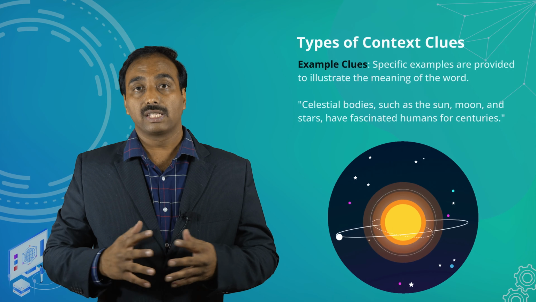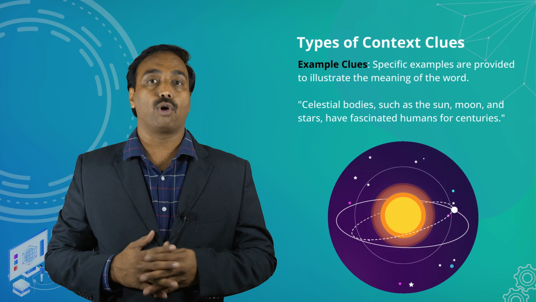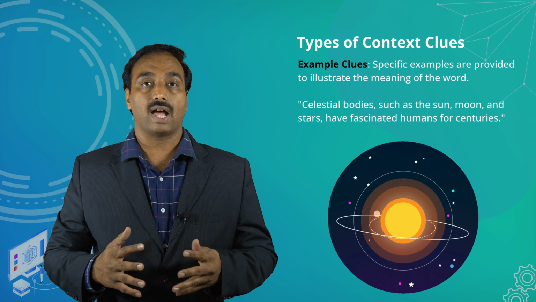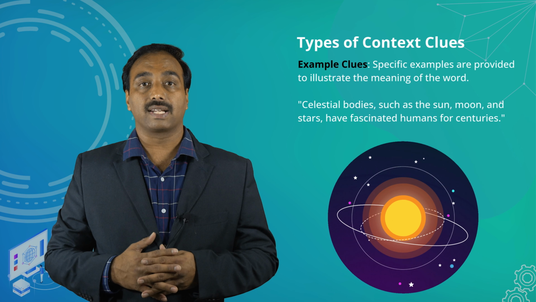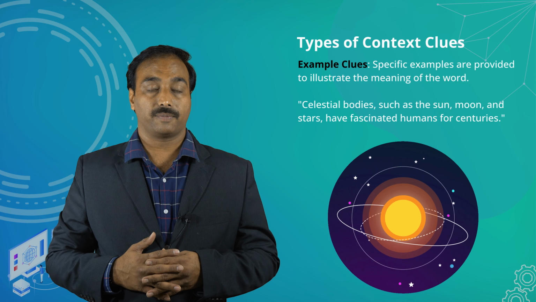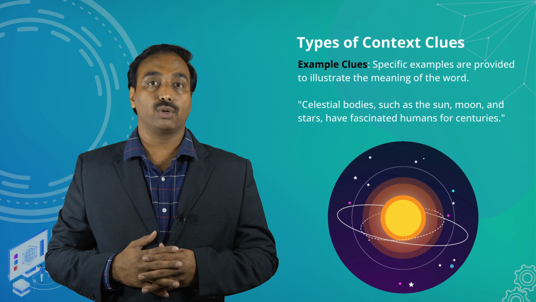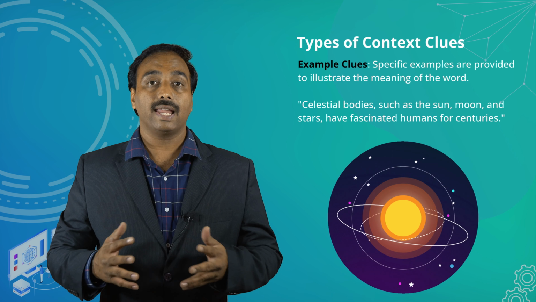Example clues. Specific examples are provided to illustrate the meaning of the word. For example, celestial bodies such as the sun, moon and stars have fascinated humans for centuries. The examples clarify that celestial relates to objects in the sky or space. Another example, some of my favorite cooking ingredients, soya beans, chickpeas and lentils are legumes.